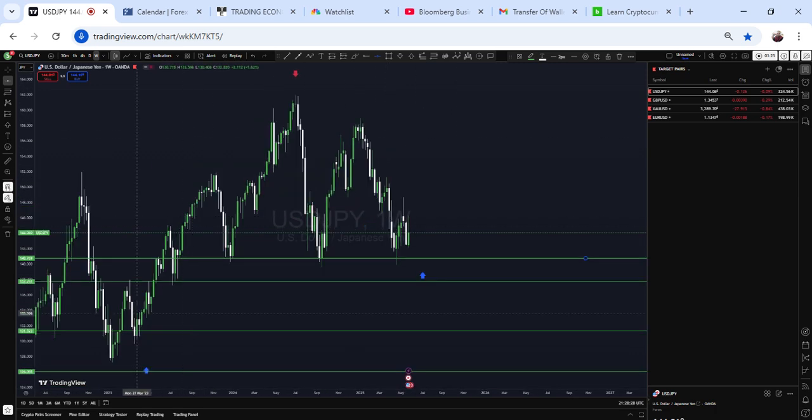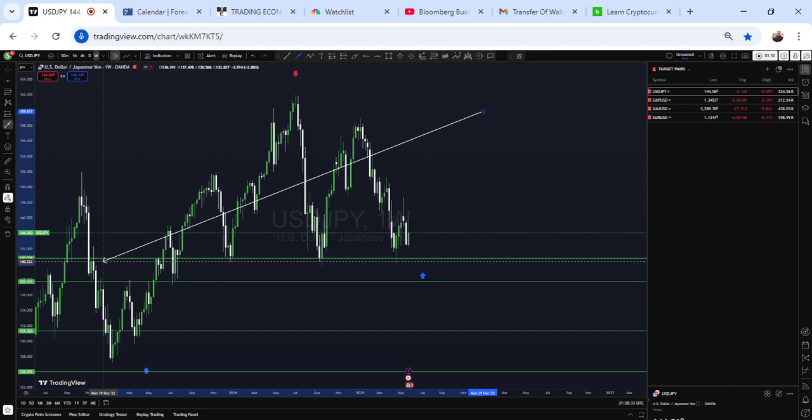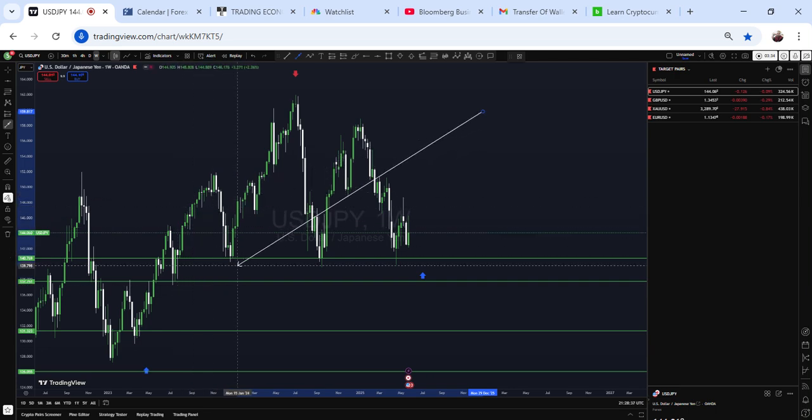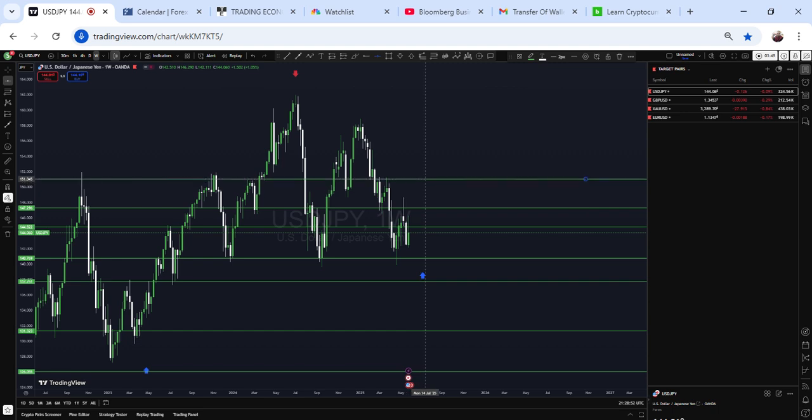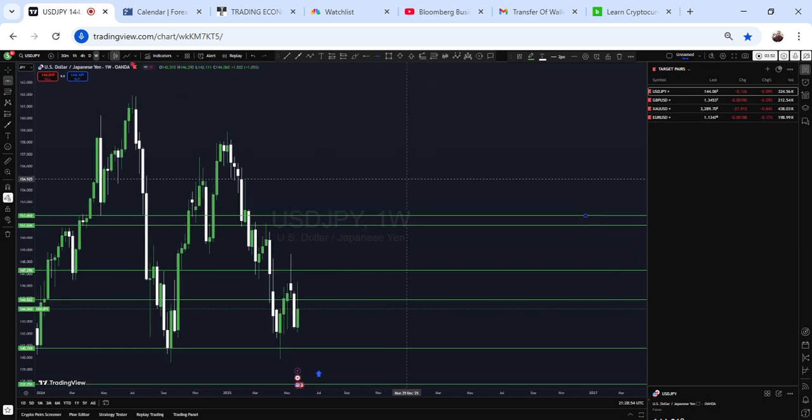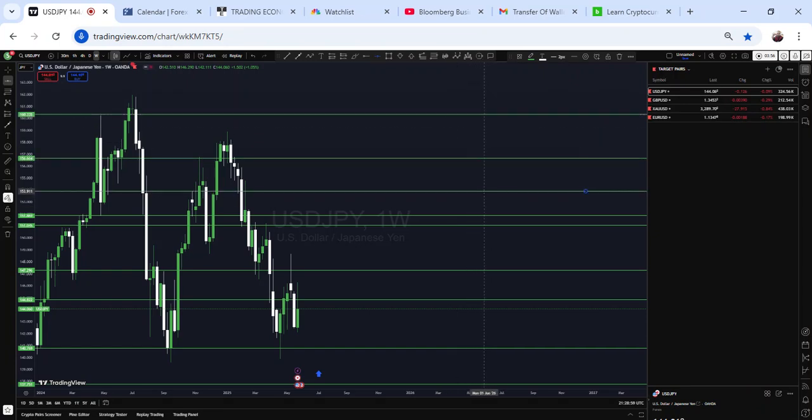These are my various support and resistances. As you can see, price rejected here, and then came here, rejected as well here, came all the way here, rejected from this level. That is why I marked this support and resistance here. Price also rejected from this level, rejected from this level. So I'm selecting my support and resistances here.